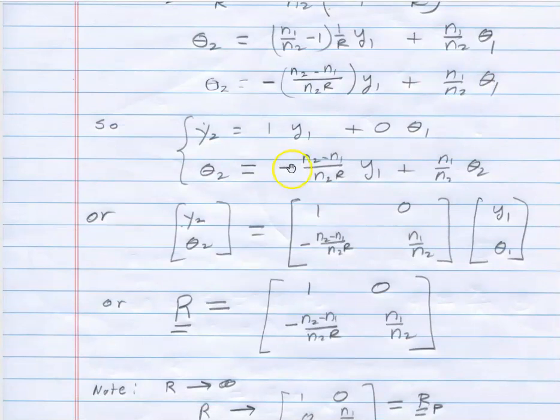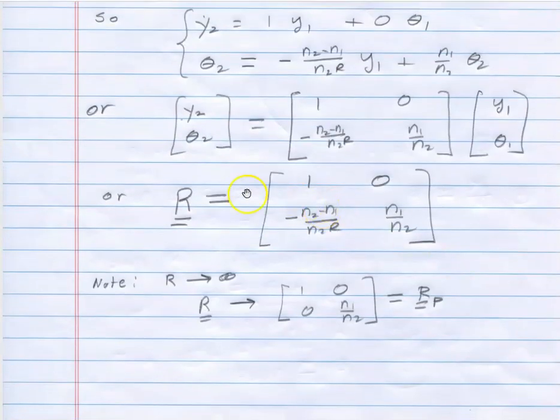We already have said that depending on which side you're looking at, y1 and y2 are equal. So y2 is equal to 1 times y1, plus 0 times theta 1. And then I just bring this equation down to here. And then I can write this side in column matrix form. Y2, theta 2 is equal to, just get the matrix of coefficients, 1, 0, minus (n2 minus n1) over n2 r, and n1 over n2. And simply read off of that what this refraction of the spherical interface matrix is. I'm just calling it capital R matrix, and it becomes this.